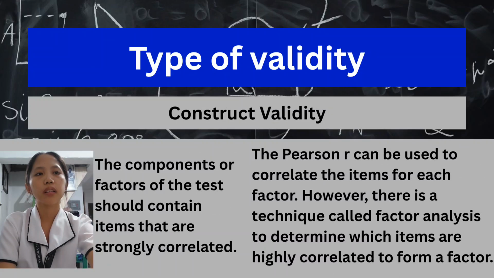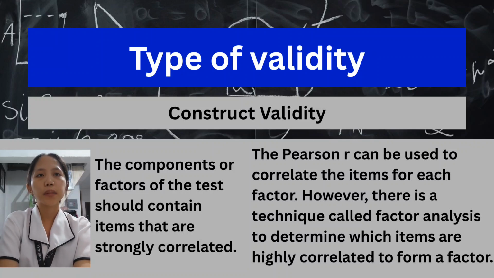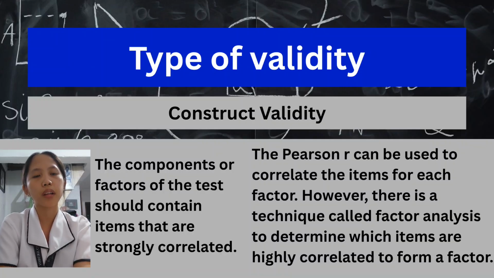And the next one, we have the construct validity. This means na chine-check natin whether the different questions sa isang test are really measuring the same underlying concept or characteristic. So a construct is something that we want to measure but cannot directly see or measure. Ano yung mga bagay na yon? Like for example, intelligence, motivation, anxiety, self-confidence, and creativity.